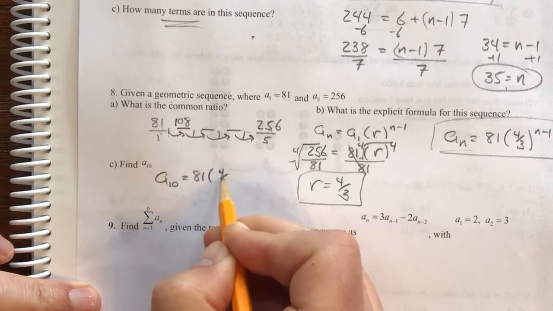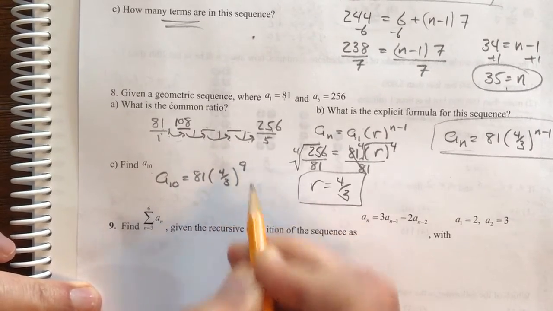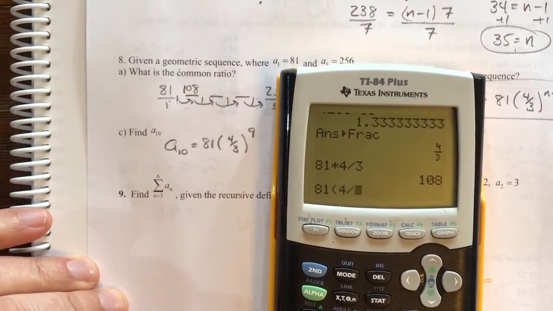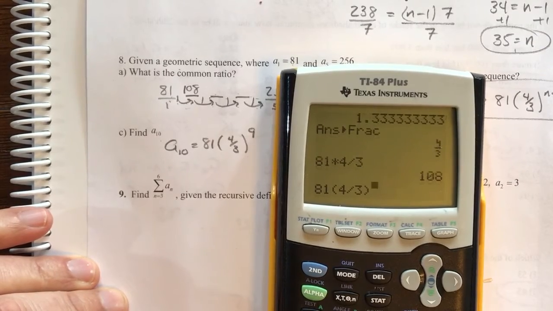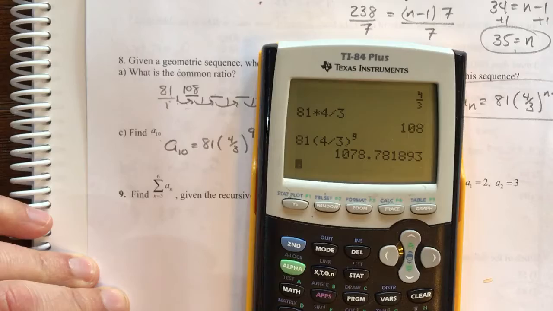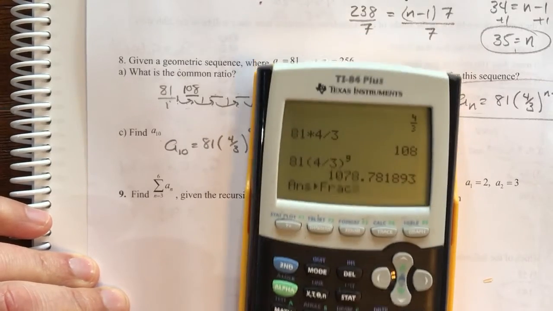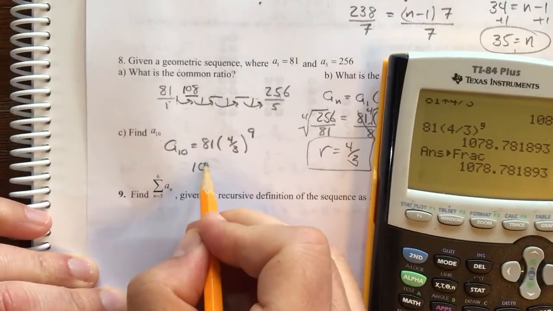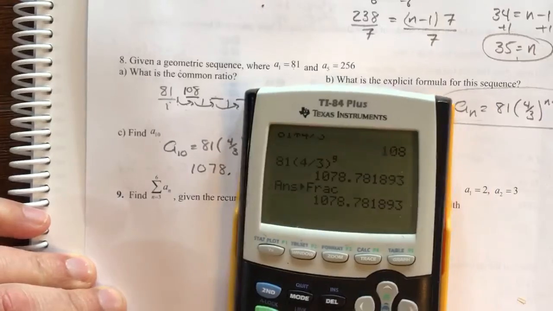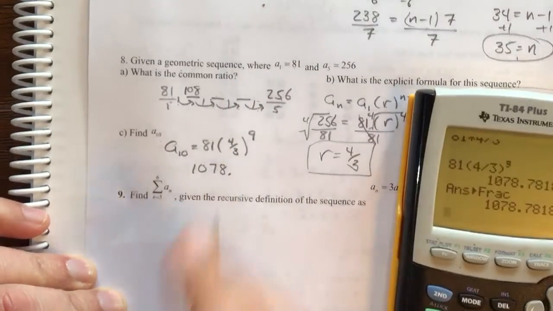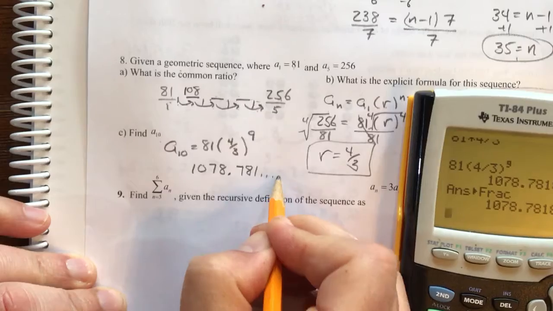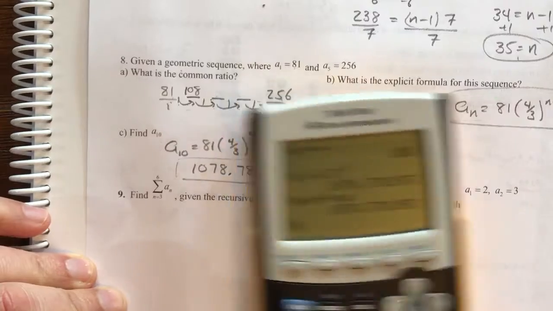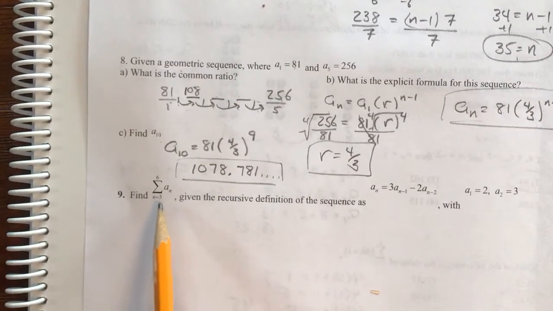81 times 4/3 raised to the 9th power, not 10th power. 81 times 4 divided by 3 raised to the 9th power. I'm sure it's going to be a messy number. Maybe if I hit fraction. Nope, it's not going to do it. So I'm just going to write that down. 1078.1 dot dot dot. I didn't say what to round to. Irrational. No, it's probably rational. But okay. The last one.